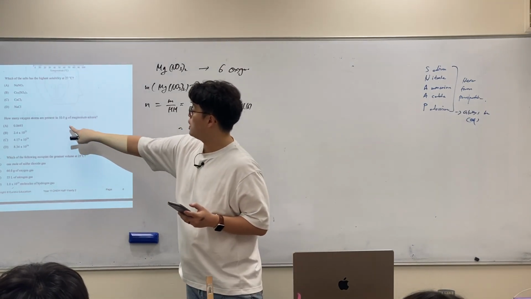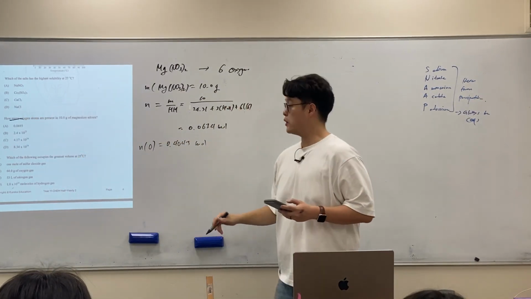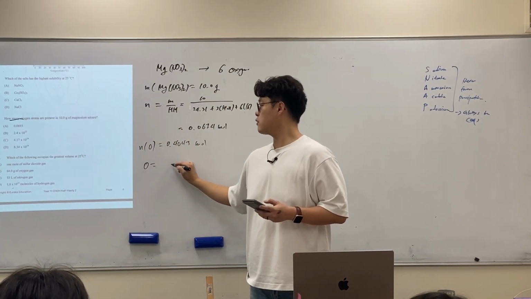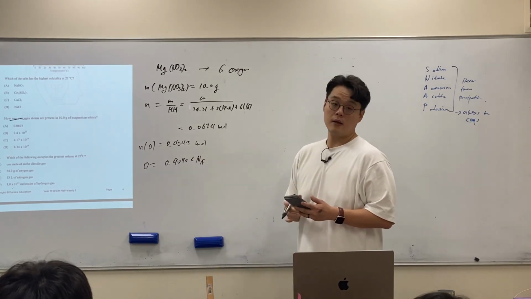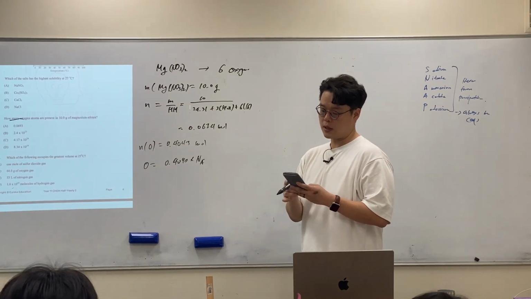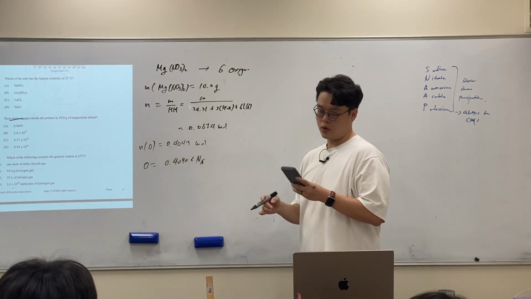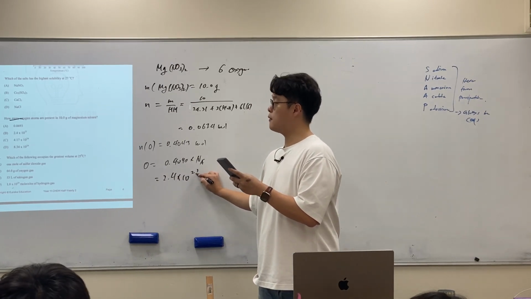The question asks you to find the number of oxygen atoms. So what we need to do is 0.4045 times Avogadro's number, that's 6.022 times 10 to the power 23. Times that, you would get 2.4 times 10 to the power 23. So the answer is B.